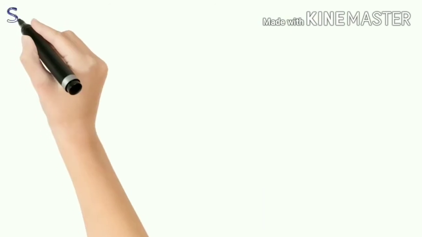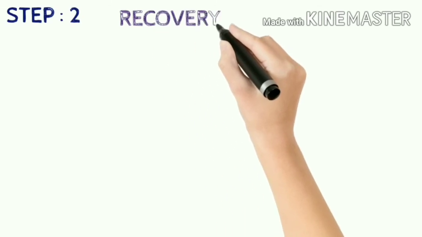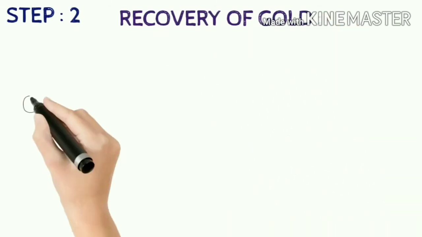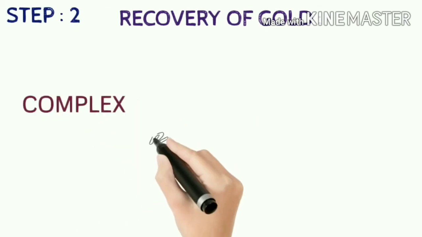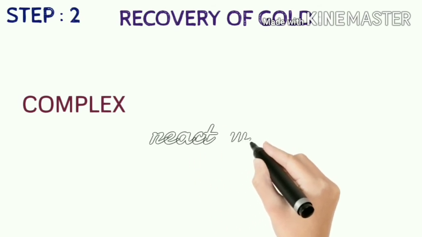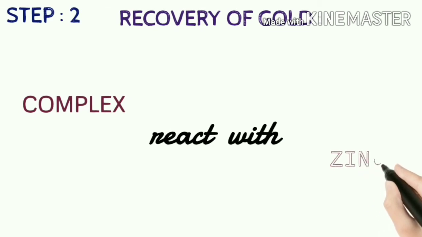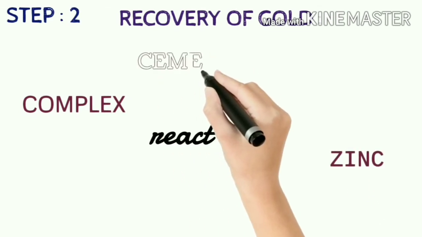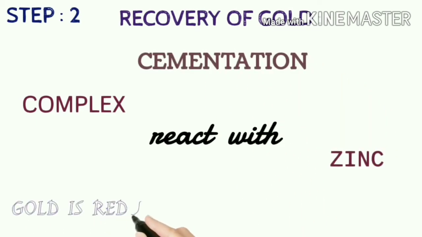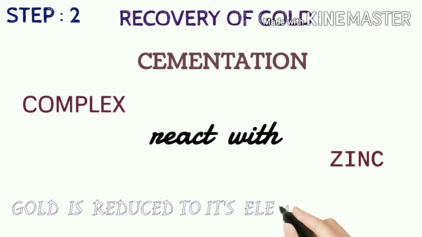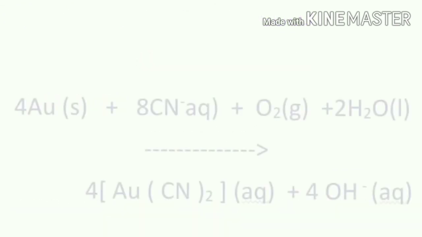So gold first converts to sodium aurocyanide. That is the first step. In the second step, we are going to recover the gold metal. How? The soluble cyanide complex we got in the previous step should react with zinc metal. This process is called cementation. Gold is reduced to its elemental state, which means zero oxidation state.